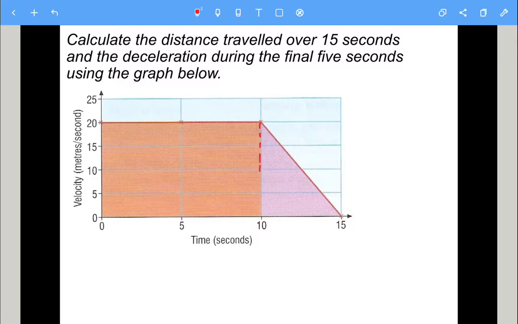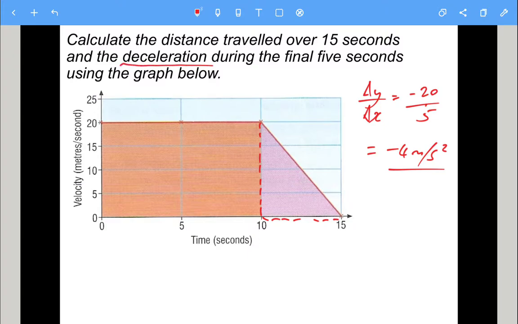So it's the gradient, it's the change in y divided by the change in x. So the change in y is going from 20 down to 0, so it's minus 20, divided by the change in x, which is 5. So minus 20 divided by 5 is minus 4 meters per second squared. So that's the acceleration. But the question specifically asked for the deceleration. So the deceleration is simply 4 meters per second squared.